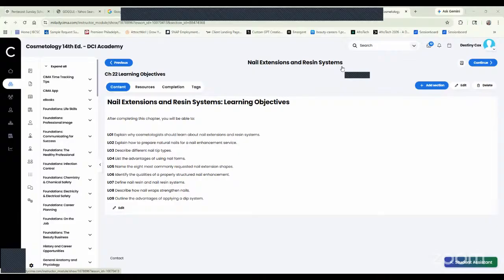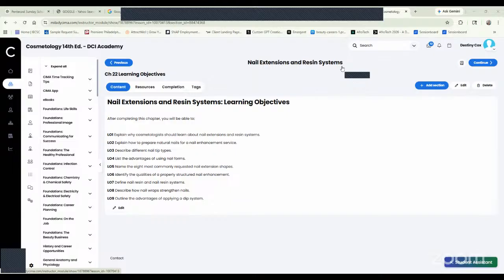But let's look at nail extensions and resin systems. Shorter chapter, still powerful chapter. You will have to do one nail extension at State Board. The nails are already, you already have the nail extended on the finger when you go. So it's just a simple application of acrylic. And of course, I make sure you know that protocol before you go for the practical.